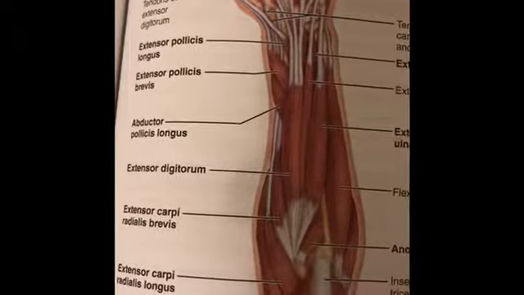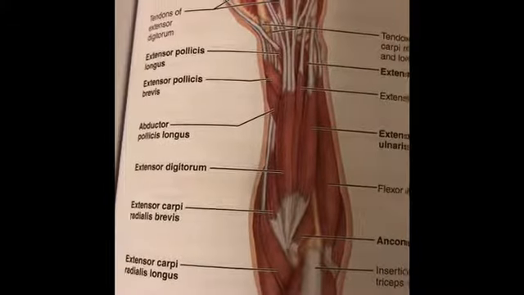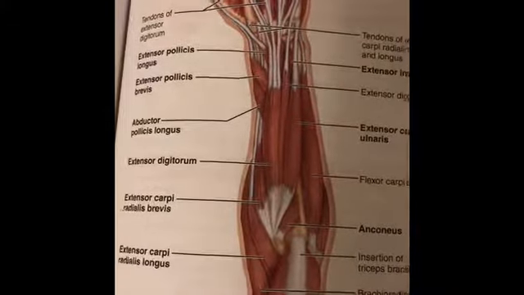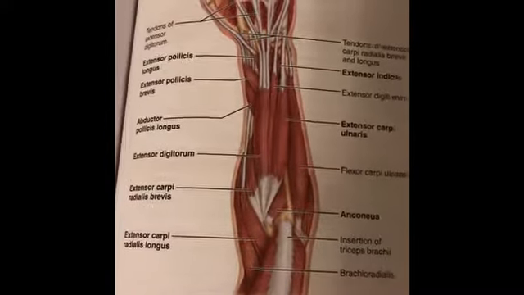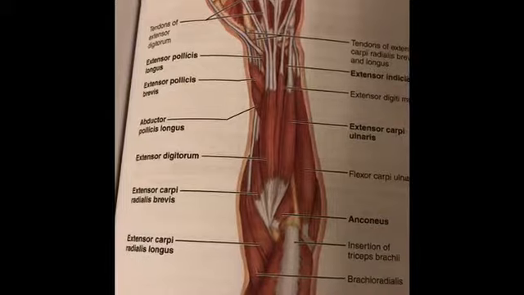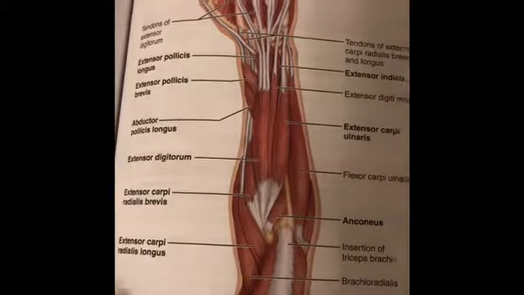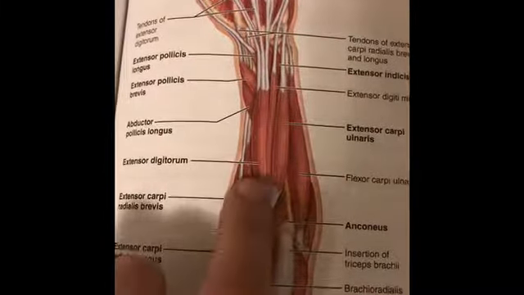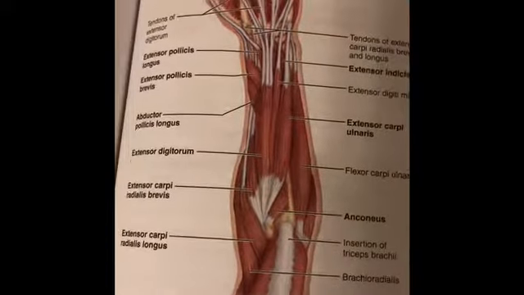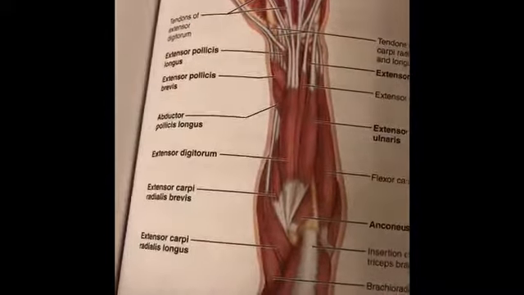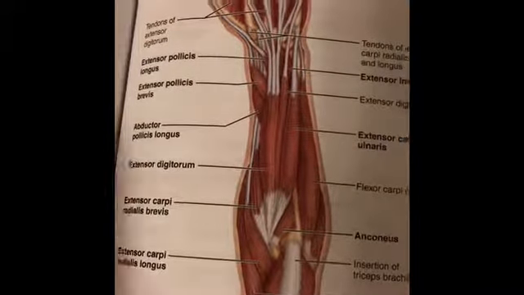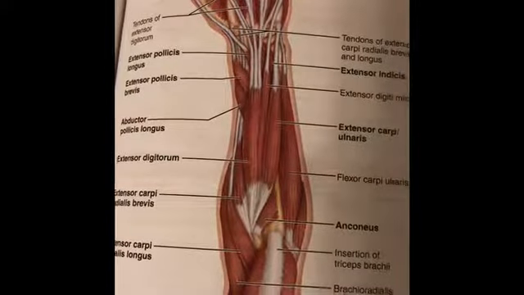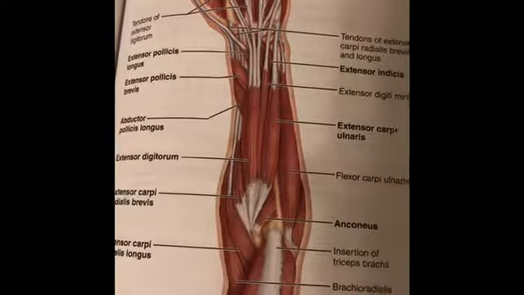Lastly, we have the extensor carpi radialis brevis. That is found right here. The origin is the lateral epicondyle of humerus. The insertion is the base of metacarpal 3, and its action is to extend and abduct the hand.